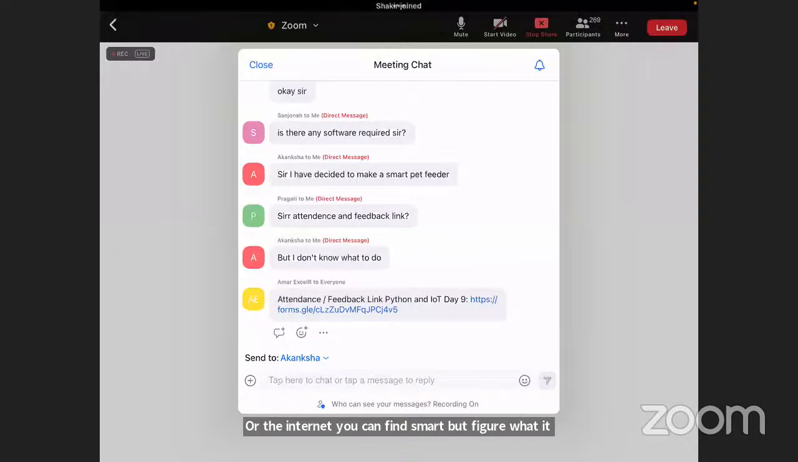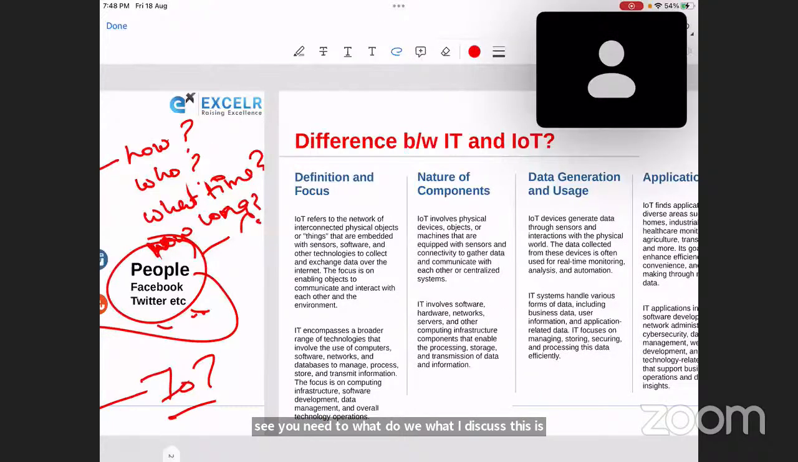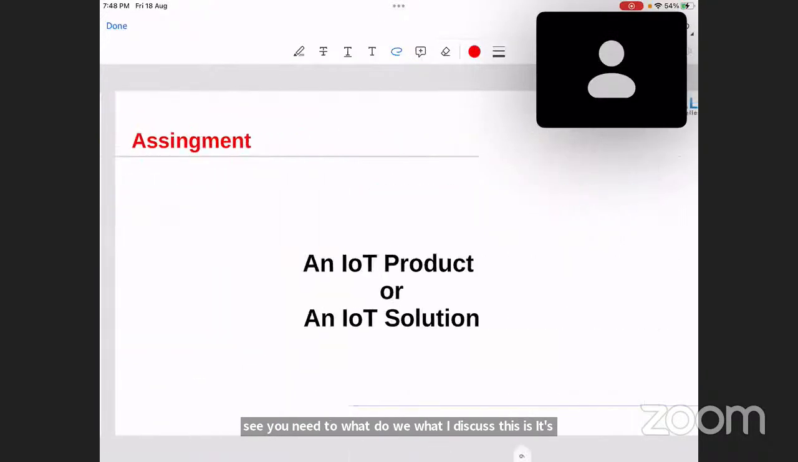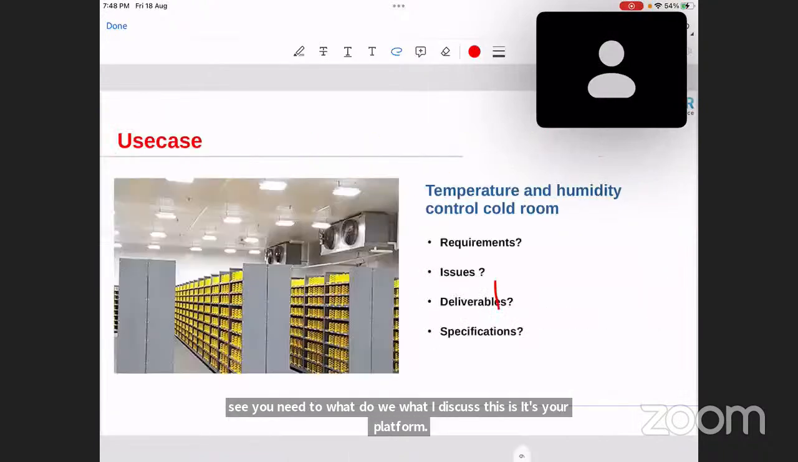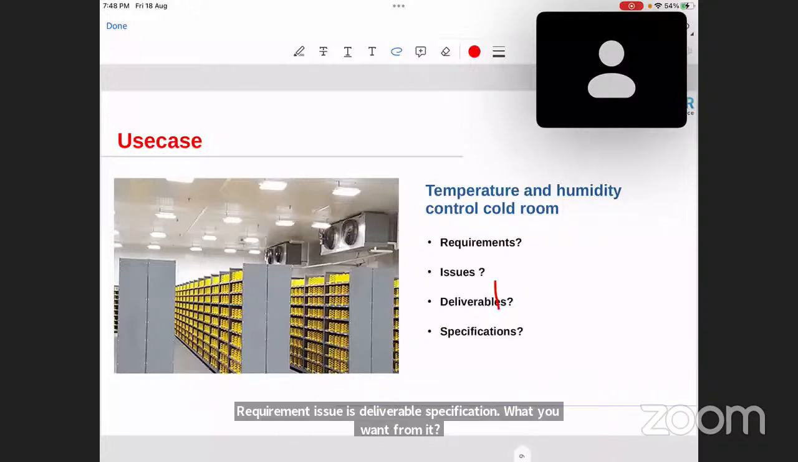Okay. Because you see, what I discussed, this is your plethora. How you will decipher a product is like this: requirement, issues, deliverables, specification. What you want from it, what are your issues. Then we'll think about what we can deliver and what will be the specifications. Okay.